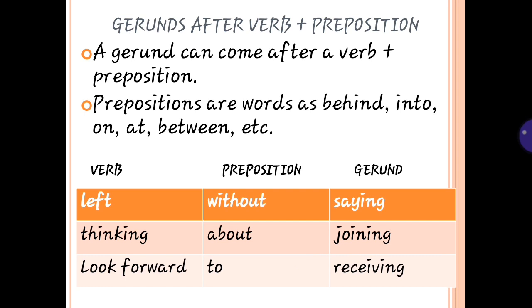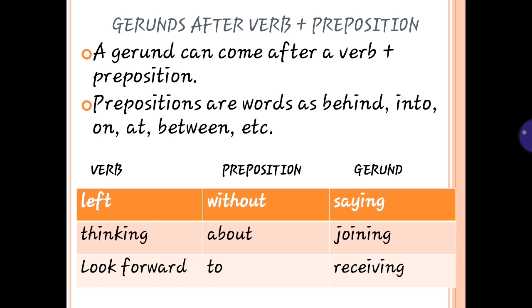Now you have into, after, behind, between, on, under. There are so many of them. Now let's look at what we mean by a structure like verb plus preposition and then a gerund, because we said it comes after. For verb we have thinking. Here it is a verb, that's the doing. Preposition about, and then gerund joining.